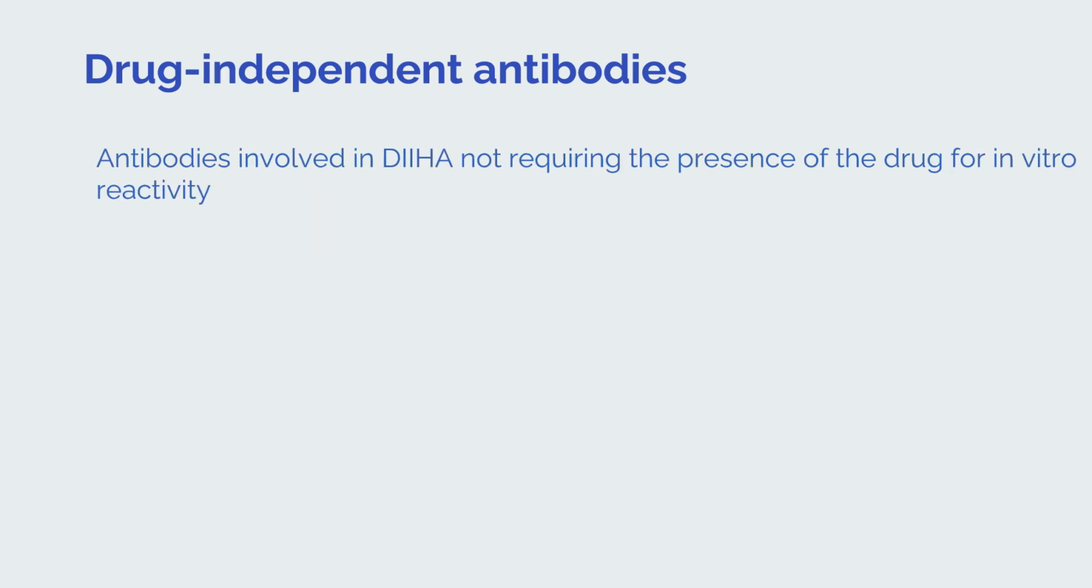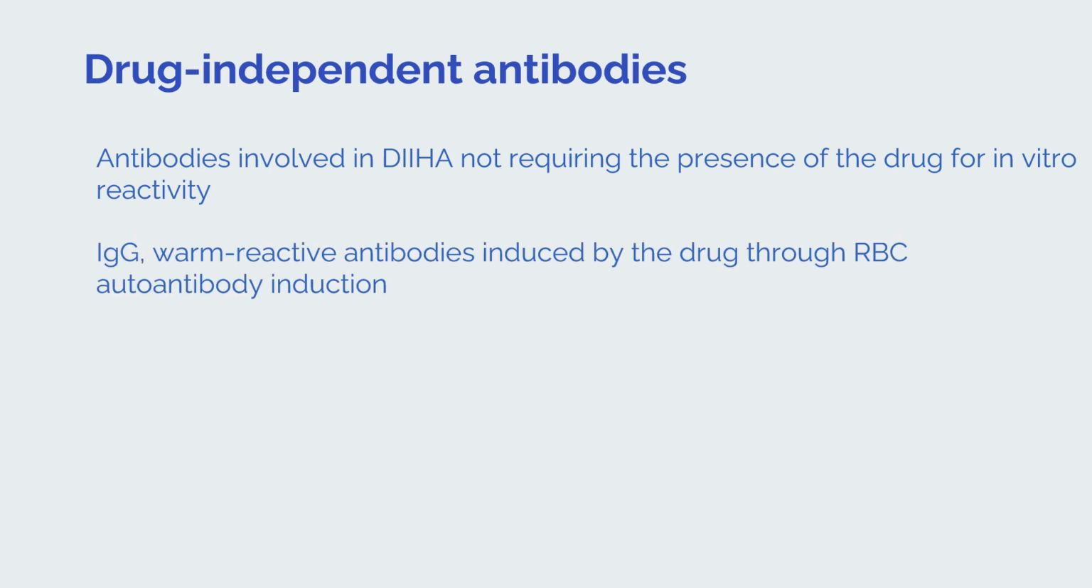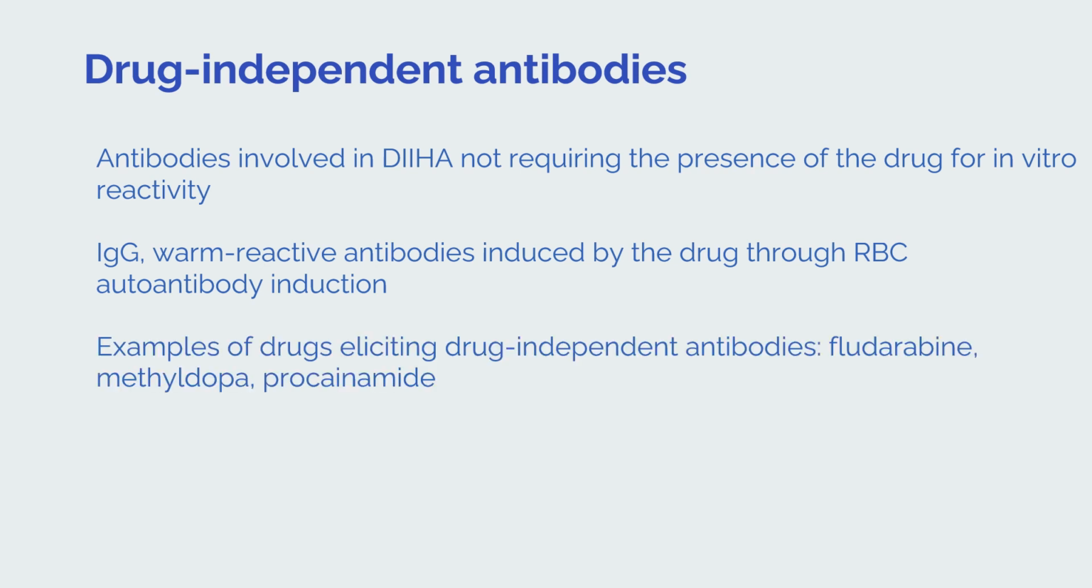Drug-independent antibodies are a type of antibody involved in DIHA that do not require the presence of the drug for in vitro reactivity. They are IgG, warm reactive antibodies induced by the drug through the mechanism of RBC autoantibody induction. Examples of drugs that can elicit drug-independent antibodies include fludarabine, methyldopa, and procainamide.